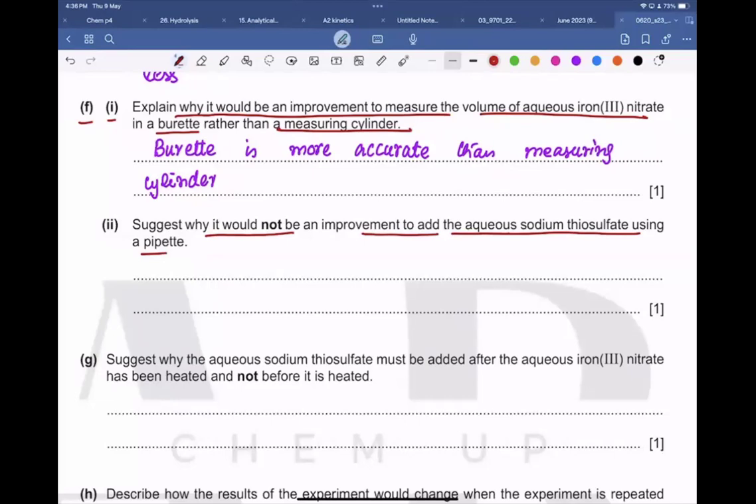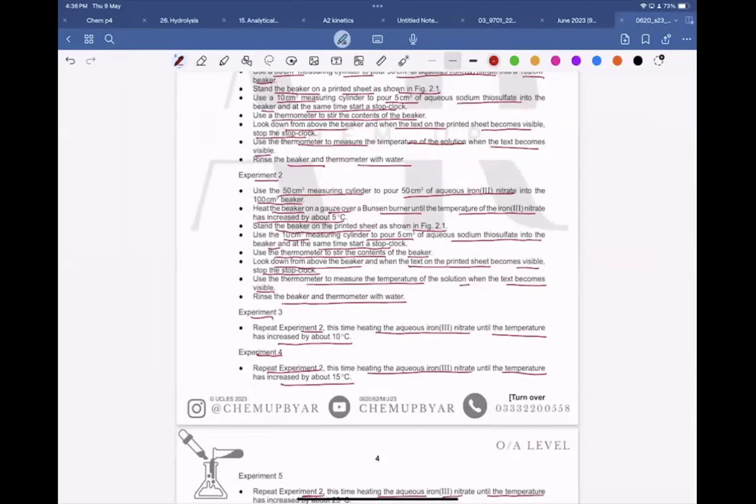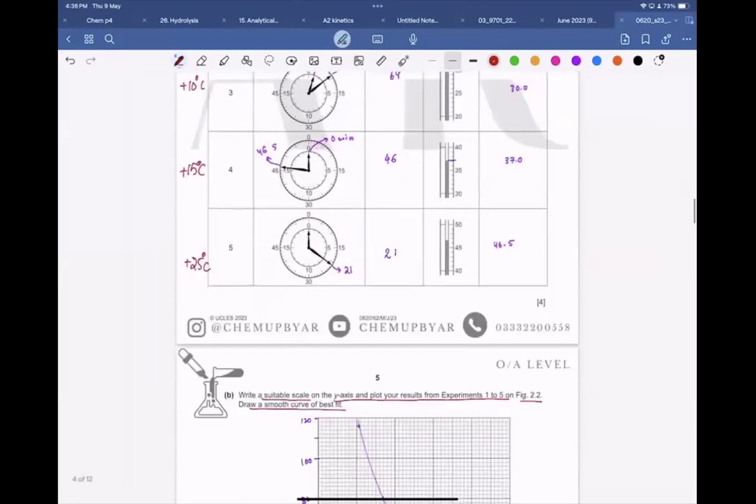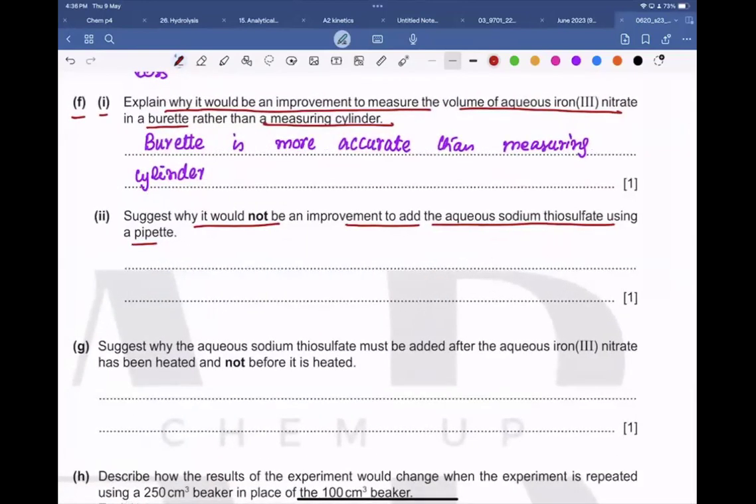Sodium thiosulfate, I think, with the 5 cm³ has been added with the measuring cylinder. But the thing is that we are recording the time, we are measuring the rate. So if we add it with the pipette, from the pipette the solution is released very slowly. So when some of the amount has been added, the reaction has started. And you have to wait till all the solution has been transferred into the beaker. So that's how it will not work for the thiosulfate.